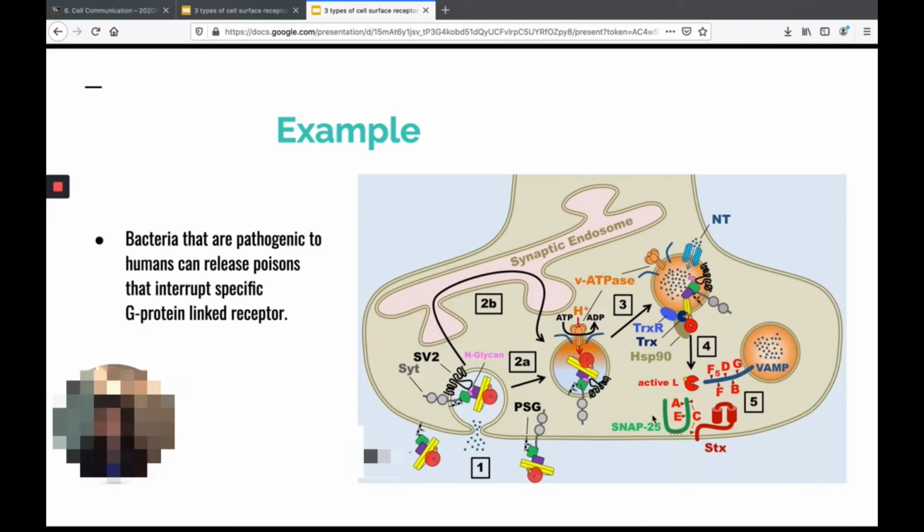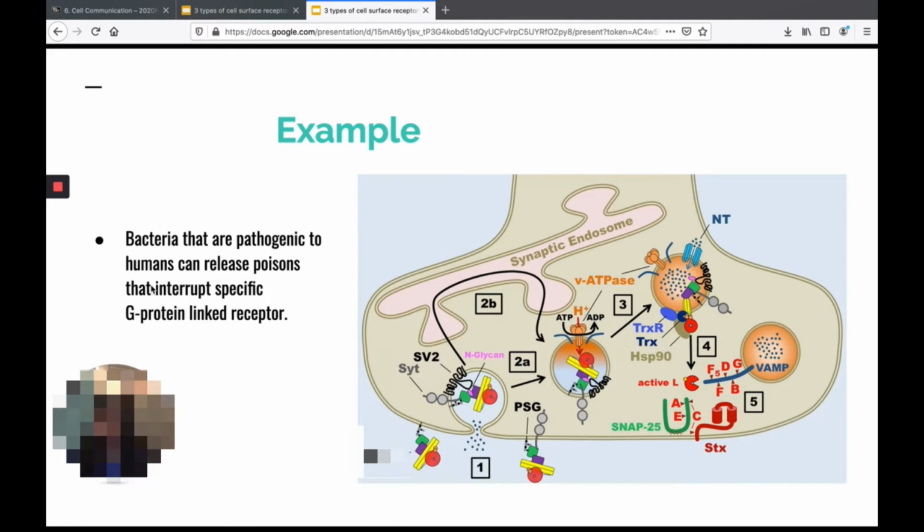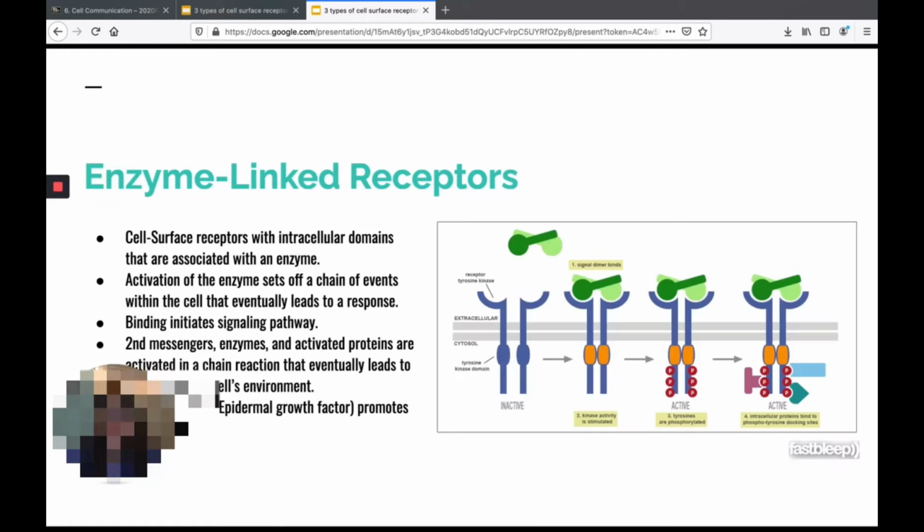An example of this is botulism. This is a bacteria that is pathogenic to humans and can release poisons that interrupt specific G protein linked receptors. So this specific bacteria makes people lose their eyesight, they feel fatigued, they can't speak correctly, and that's because this bacteria releases poisons that interrupt G proteins. So yeah.